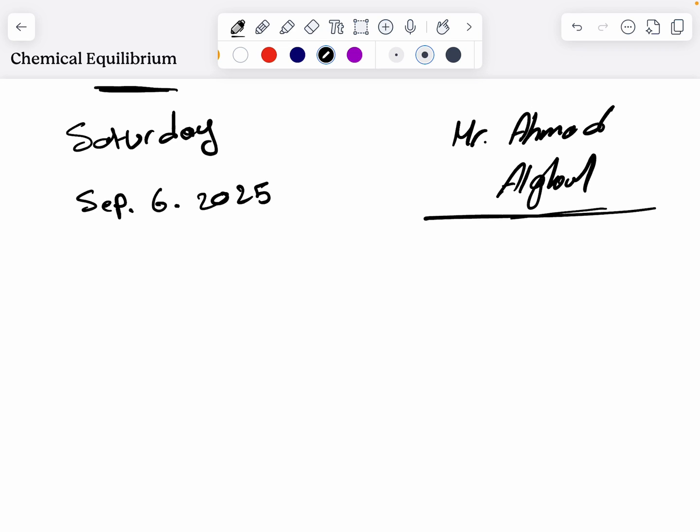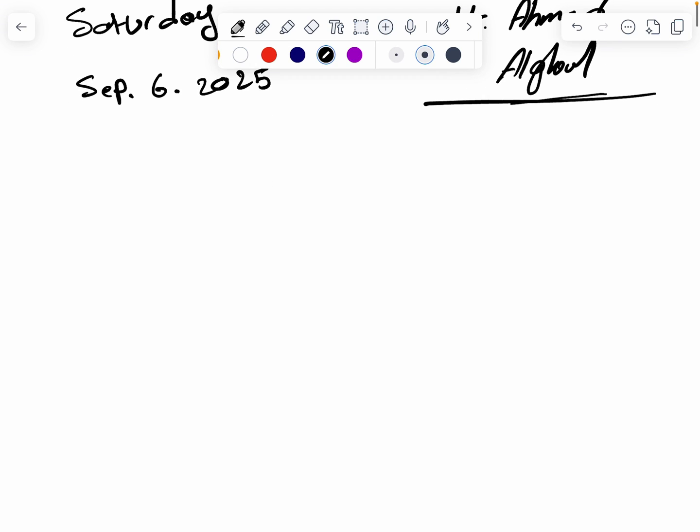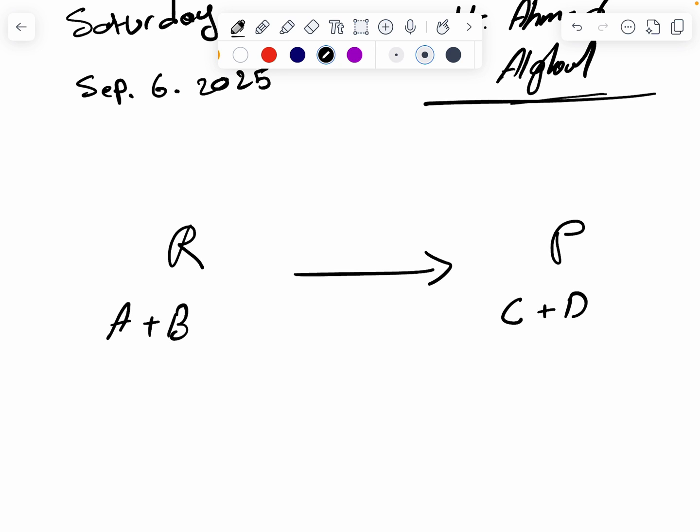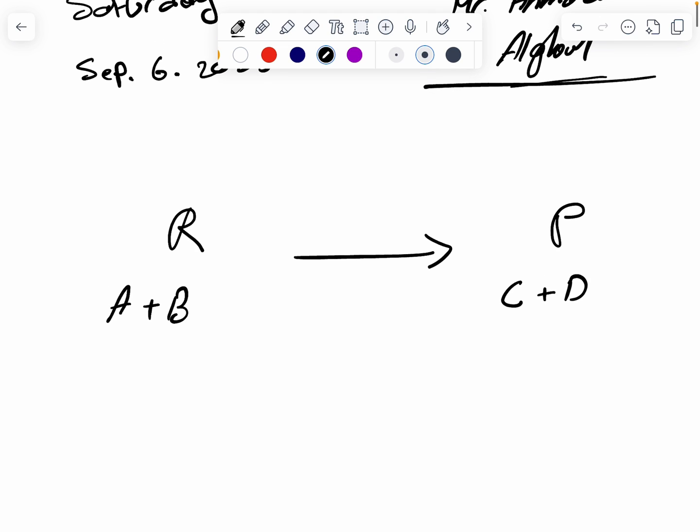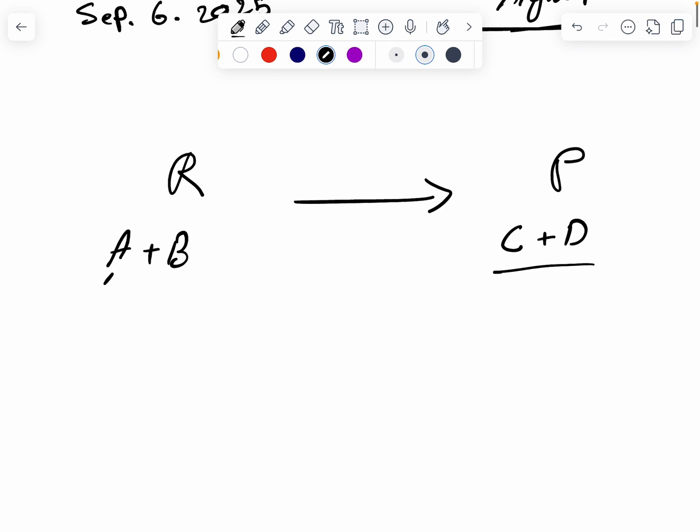But before we go deep into chemical equilibrium, let's go back to our previous session and discuss reactions. In our previous session, we said that each reaction will have reactants and products. Suppose A reacts with B, then we yield C and D. But in order to have C and D, A and B must collide.